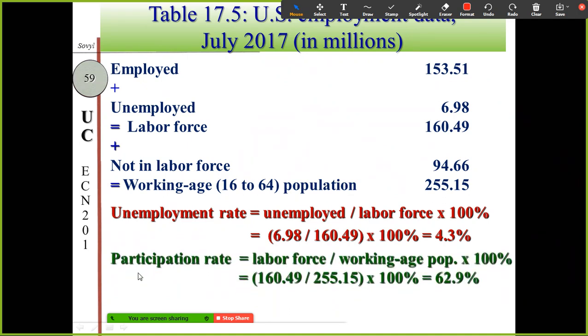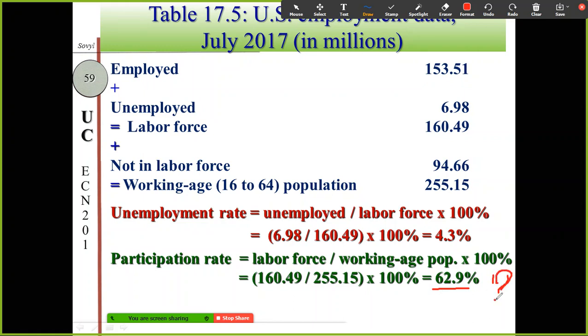The other one, if you want to find the labor force participation rate, you need to take the labor force divided by working age population and multiplied by 100%. Okay, based on this one, labor force is 160.49 and working age population is 255.15. So we take 160.49 divided by 255.15 and multiplied by 100%. So we get the participation rate.